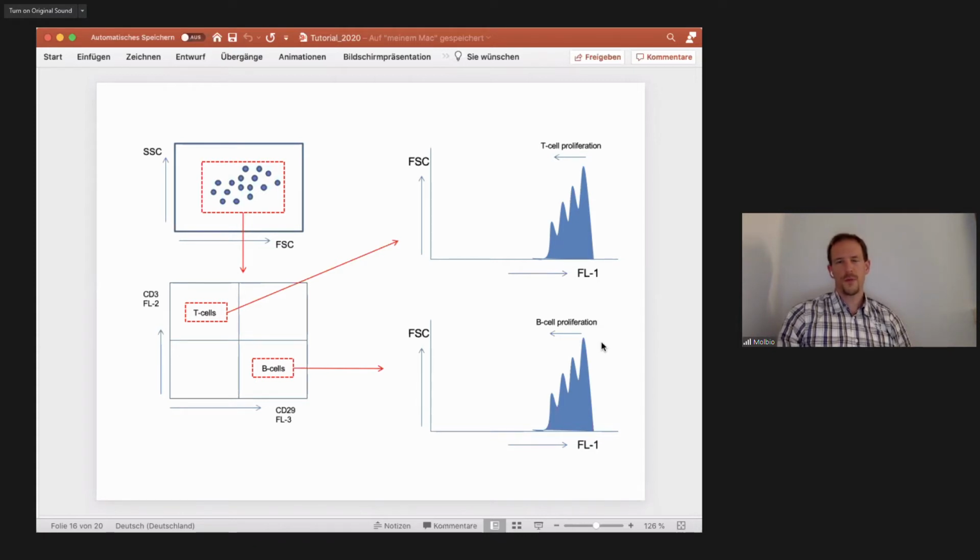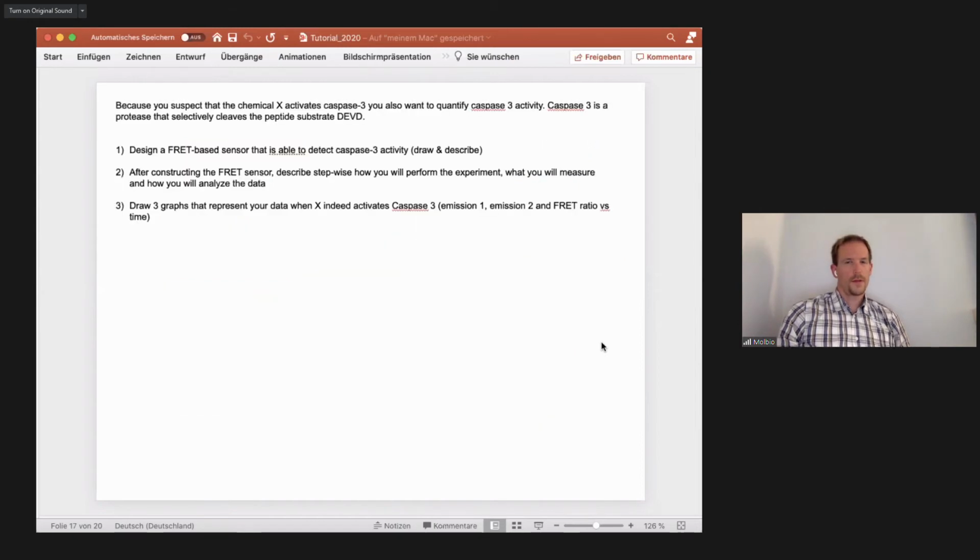So maybe you go through the handout for these pieces. So there's other ways how you can monitor proliferation, but here since I said CFDA, this is how it would look like. Right. So also we talked about FRET.